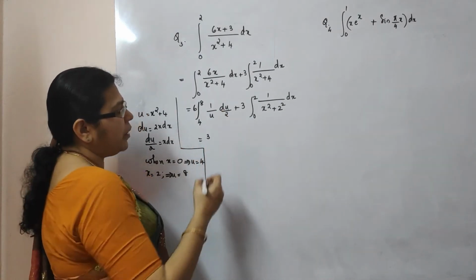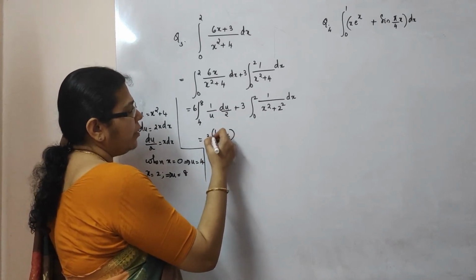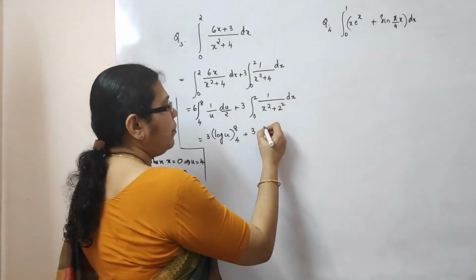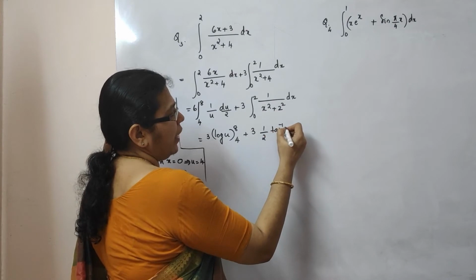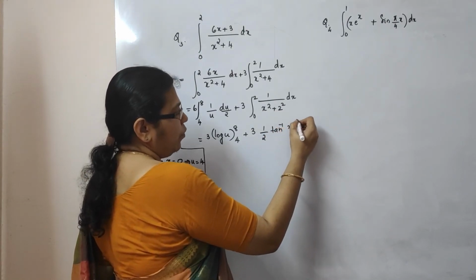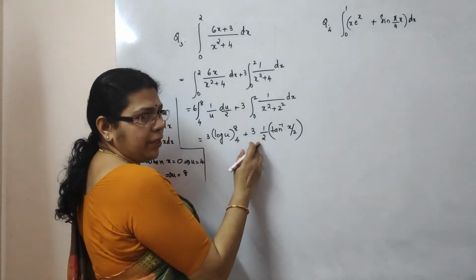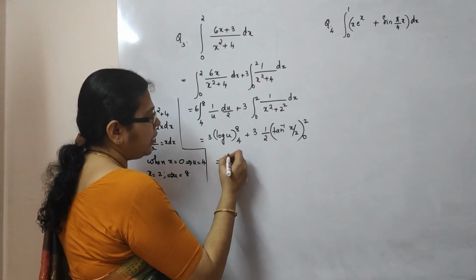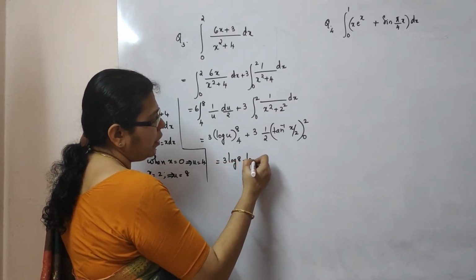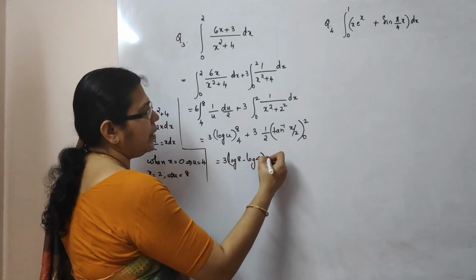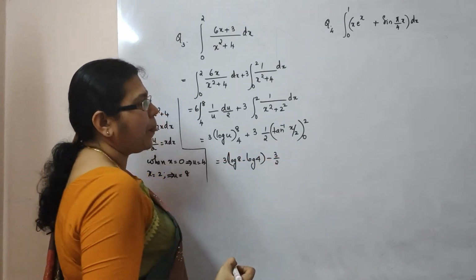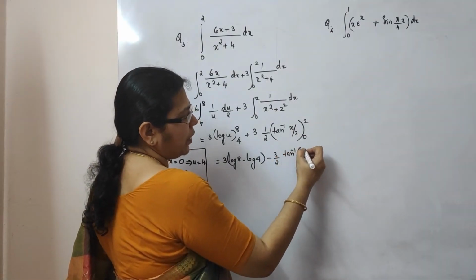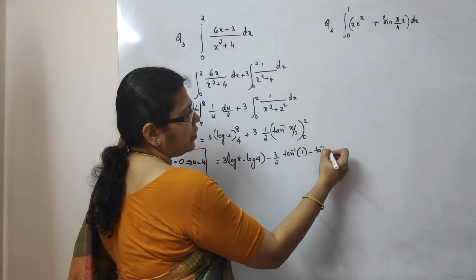what is the integral of 1 by u? That is log u, correct? Within the limit 4 to 8, plus 3 times, what is the integral of this? 1 by a tan inverse of x by a, x by 2, within the limit, because I am taking 2 as a constant, within the limit 0 to 2. Okay, so this becomes 3 log 8 minus log 4. Okay, minus 3 by 2 into tan inverse of 1, tan inverse of 2 by 2, that is 1, minus tan inverse of 0.